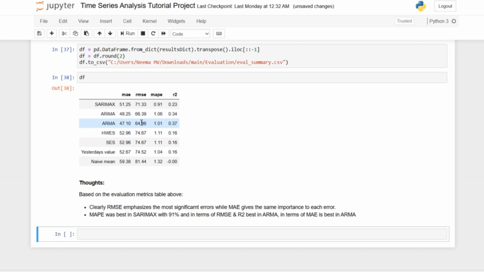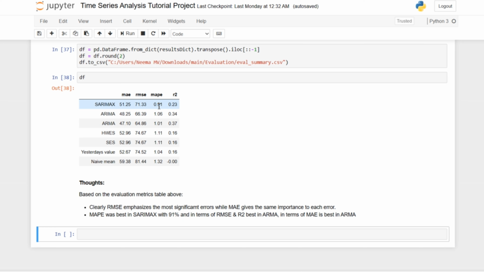64.86 is best for the ARMA model, and similarly for R2, 0.37 is the best. Similar for MAE, guys: we find that 47.10 is the lowest in terms of MAE, for ARMA. So in terms of our analysis today, if you look into the seasonal component, we would definitely go with SARIMAX, because MAPE is really good in this model.